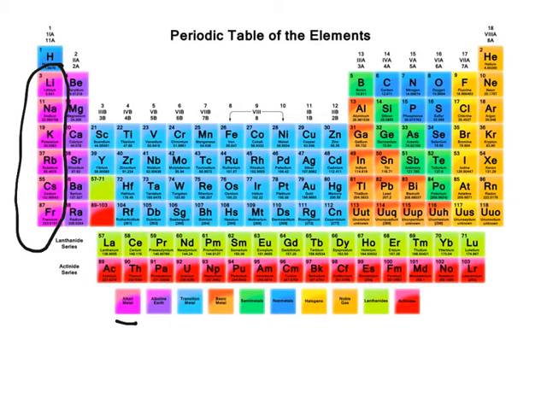Then, we have the alkaline earth metals, which would be right next to the alkali metals. It will be composed of beryllium, magnesium, calcium, strontium, barium, and radium. So, alkaline earth.